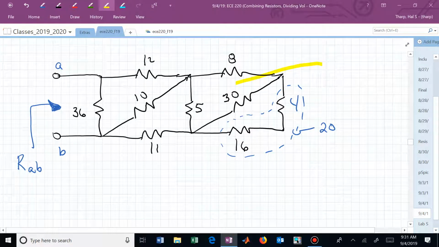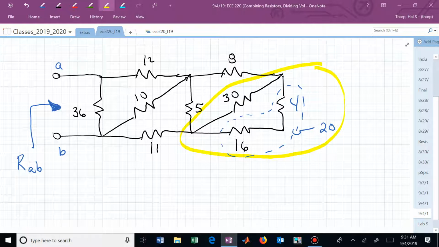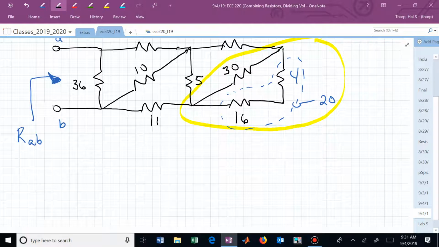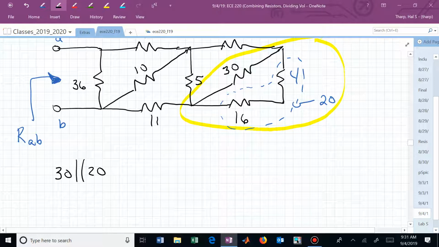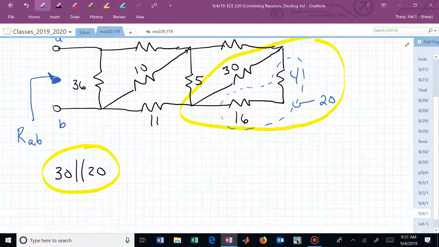Which now says that I have this 30. Do you see that 30 now is effectively in parallel with 20? So now I look over at what I have left, and I have 30 in parallel with 20. That's what's in the yellow highlight. And the equivalent resistance of those two resistors in parallel can be formed by taking their product and dividing by their sum.